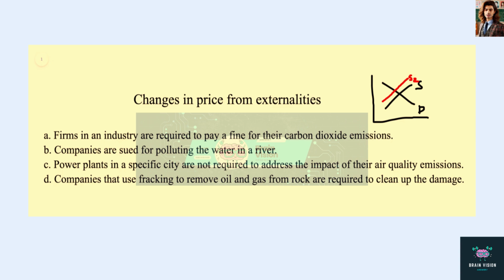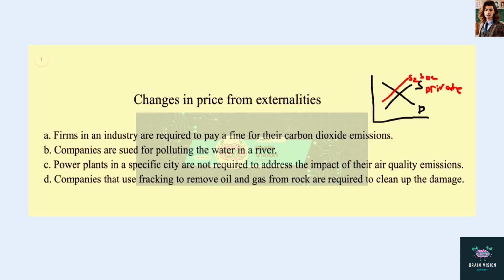Now, B, companies are sued for polluting the water in the river. Same idea, right? They're sued. It kind of corrects the externality, and we know that if it is a negative externality, then there should be less supply, right? So for example here, this would be our social optimal supply curve, and this would be our private supply curve. So correcting it would decrease the supply. And so again, in the case of B, price would go up.